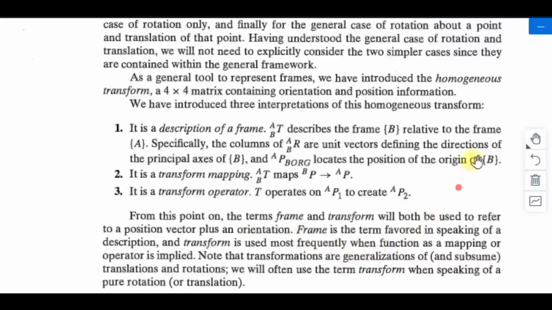So this is the summarization. The description of a frame is ATB, which describes frame B related to frame A. Remember that when you describe a frame, the known frame is here, and with respect to A means A is there.